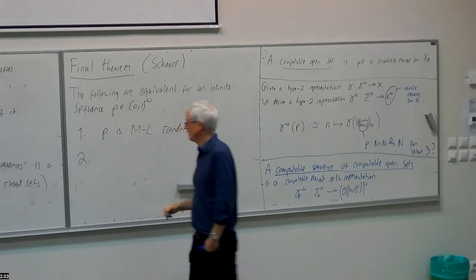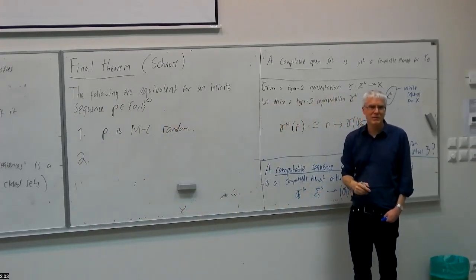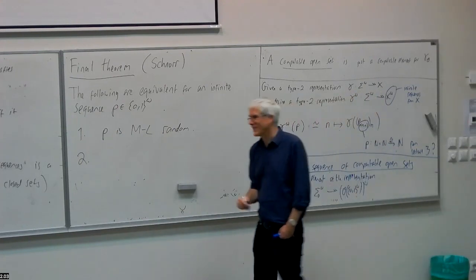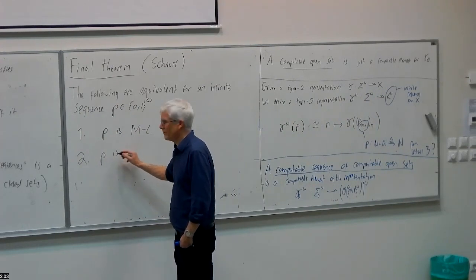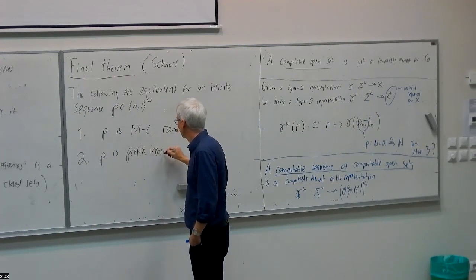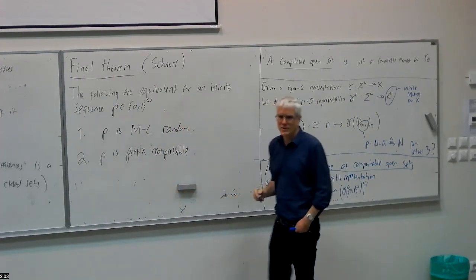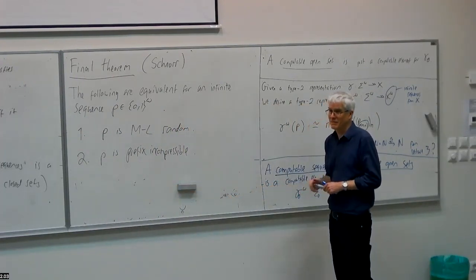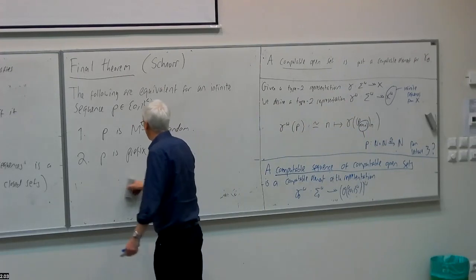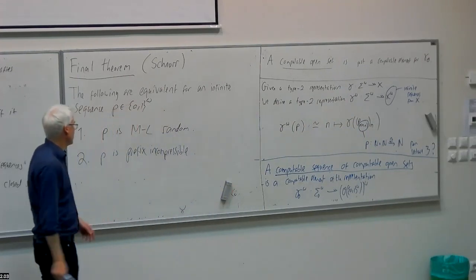Secondly, anyone have an idea what the equivalent is? Sorry? It's Martin-Löf. The thing that we did in the first part, yes. So B is prefix incompressible. This is really quite a deep result. Certainly a whole lecture by itself to develop this. So this is really nice.